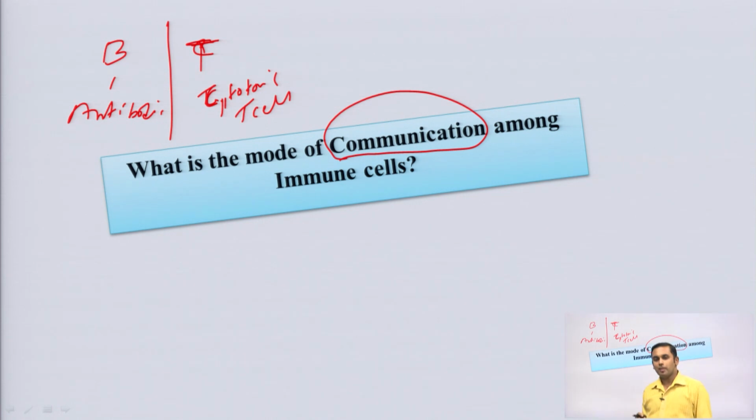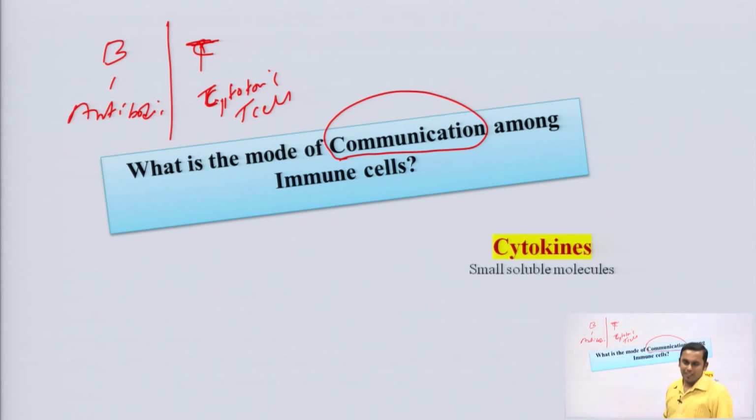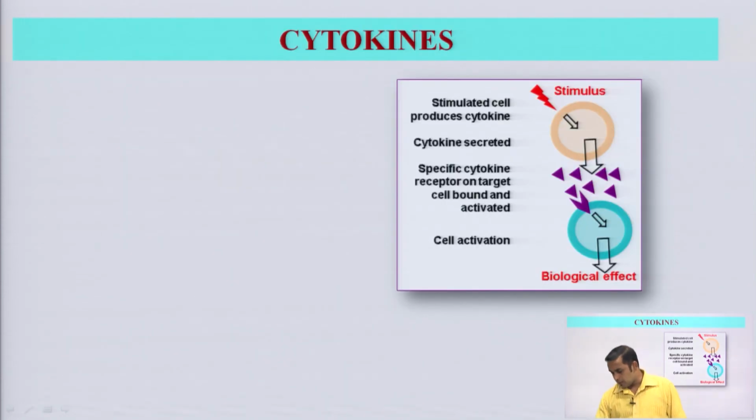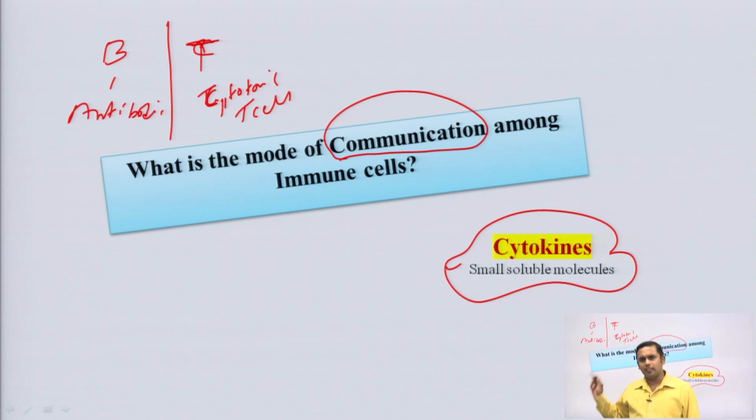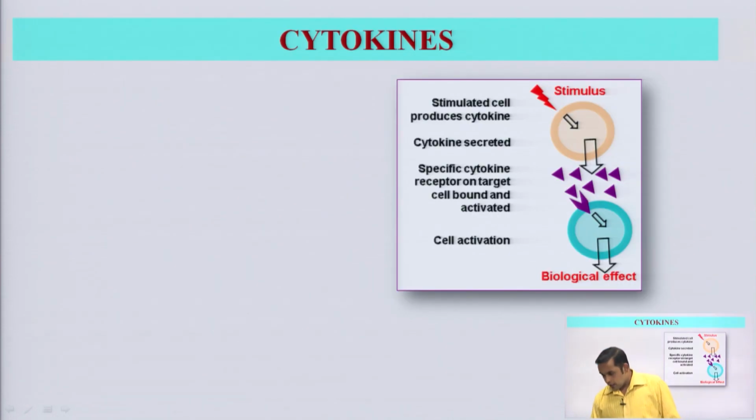Now, the question is how both of them communicate with each other. The answer is cytokines. Yes, there are other chemicals also, but majorly we are focusing on cytokines. What are cytokines? Small soluble molecules. Cytokines were in the news in recent times, because after the outbreak of COVID-19, lots of patients died because of the cytokine storm. I will tell you more about how it happens. So, what is a cytokine and how does it work?